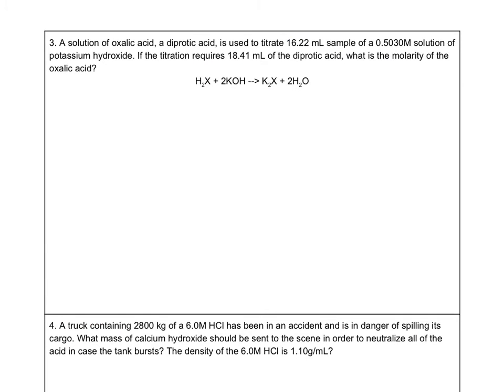Number 3 has a bunch of big words in it, but they're no big deal. Diprotic just means 2-proton acid. Protons are just H's, so H plus is just a proton. Let's write down, we start with 16.22 milliliters of this, and it's 0.5030 molar. And then of the H2X, we're using 18.41 milliliters, and we want to know the molarity of that.